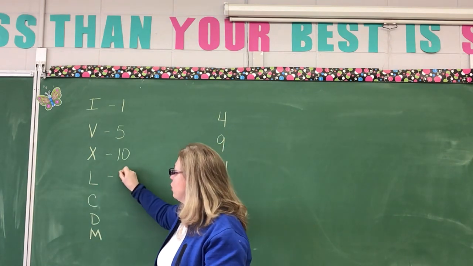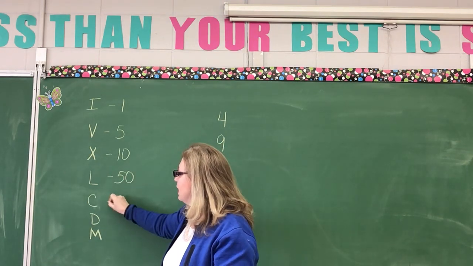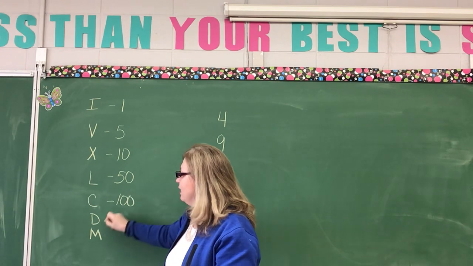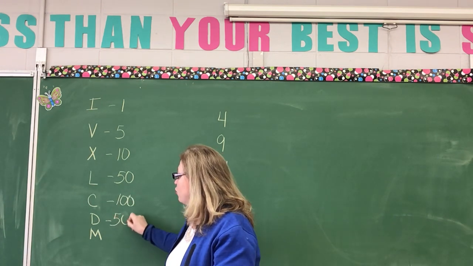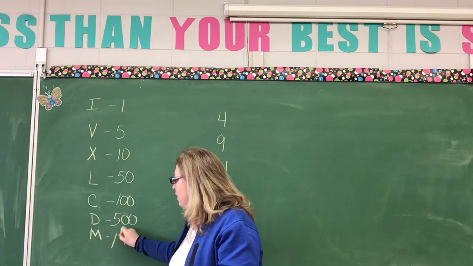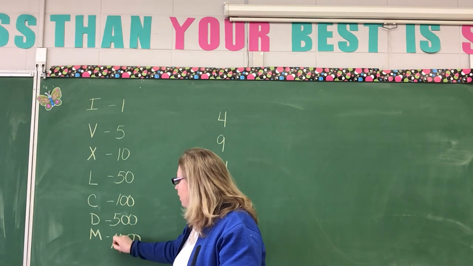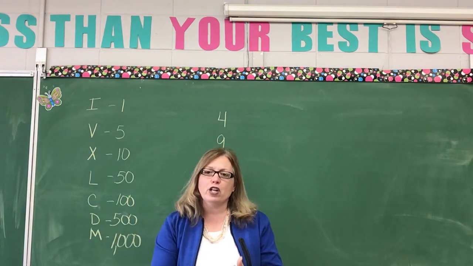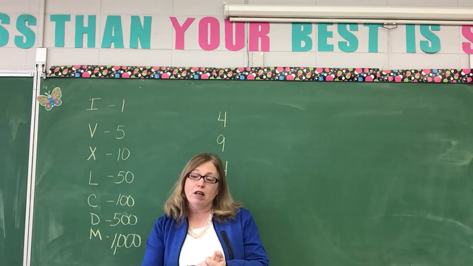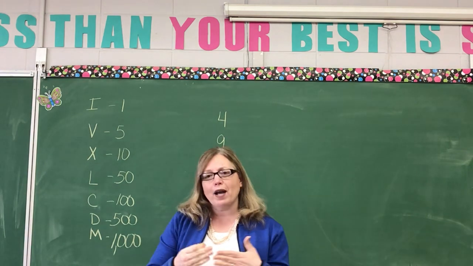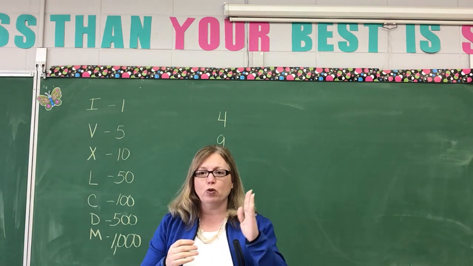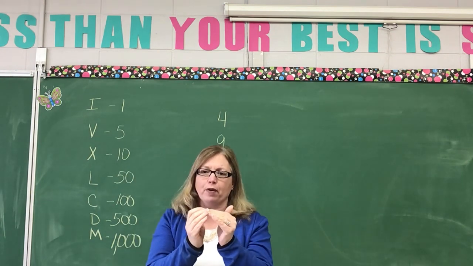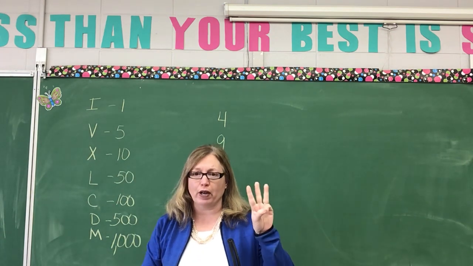L is going to be for 50. C is 100. D is 500. And M is 1,000. Now, how do you write a number in Roman numerals? Well, in Roman numerals, if you want to write a number, you add the Roman numerals together, as long as there's 3 or less.